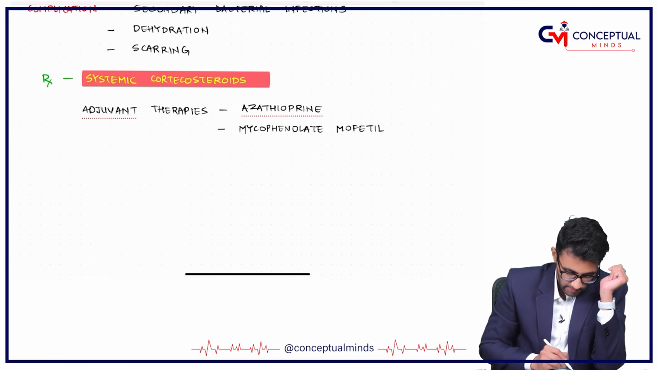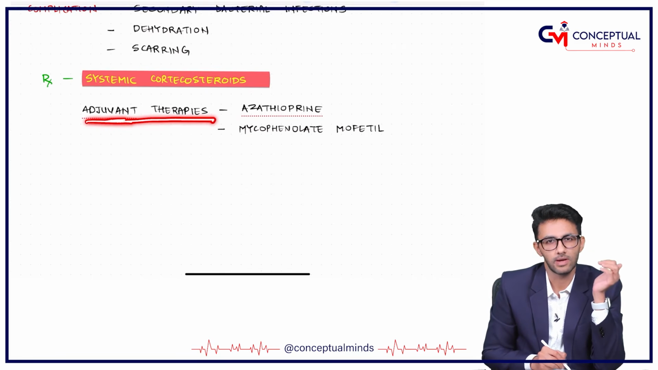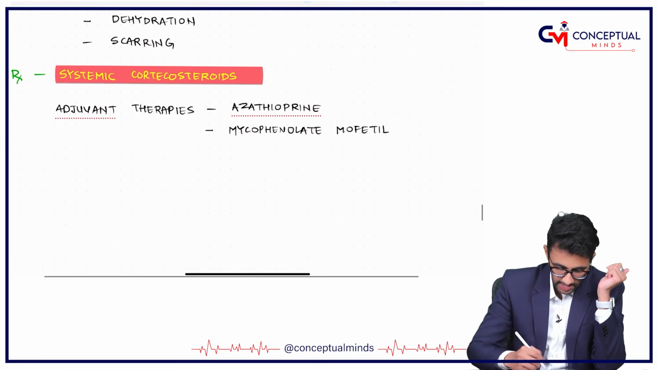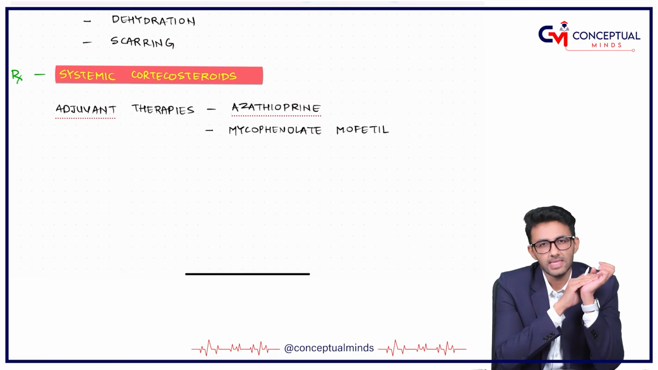And for the adjuvant therapies, the word adjuvant I explained before, something we add on to the main treatment. This is not the main treatment, this is the add-on treatment, right? We add rituximab and mycophenolate mofetil. All right, these things are there. So now we are done with this.